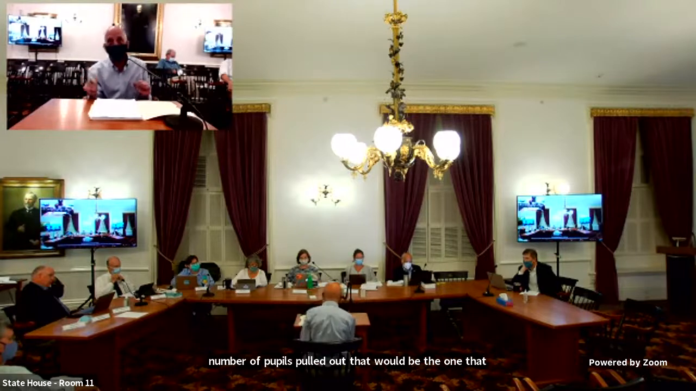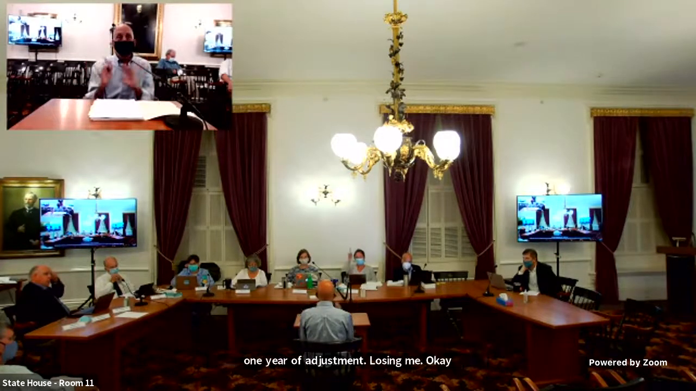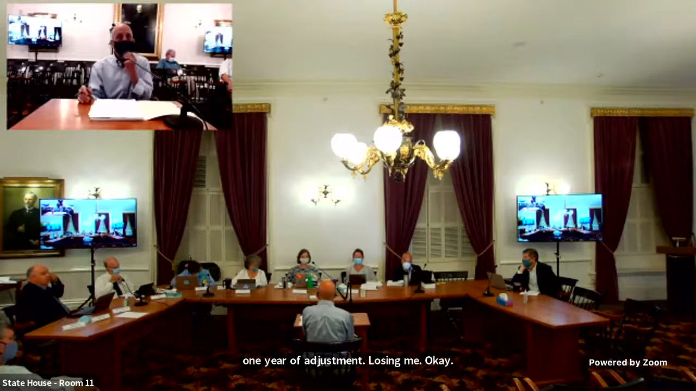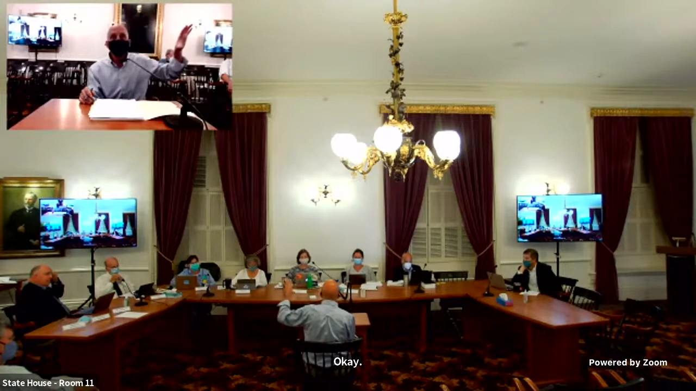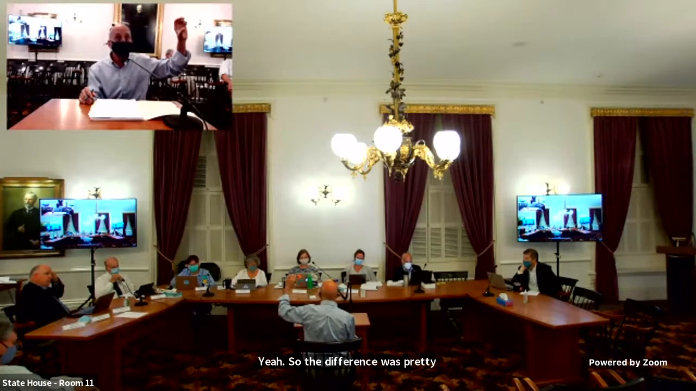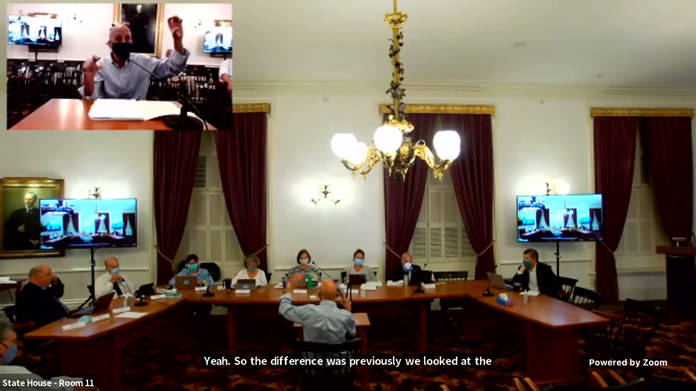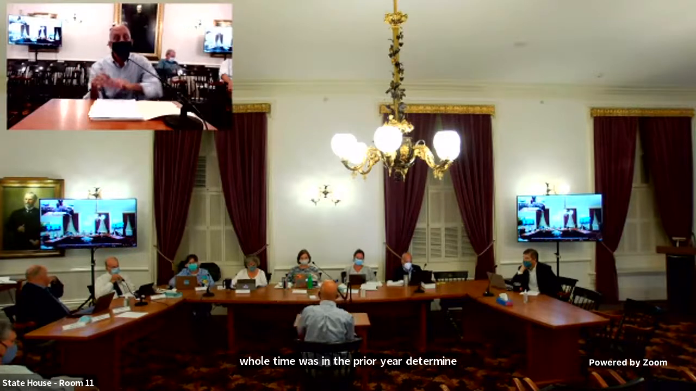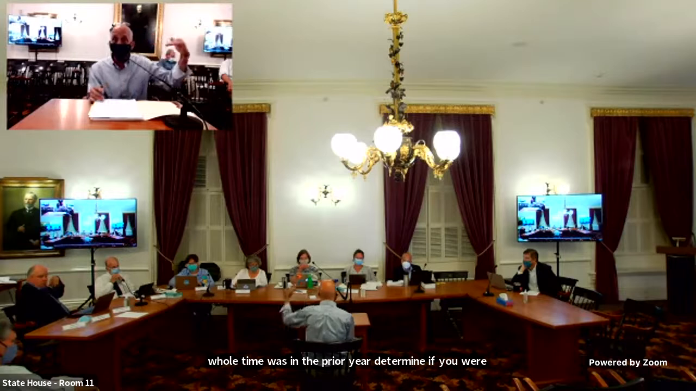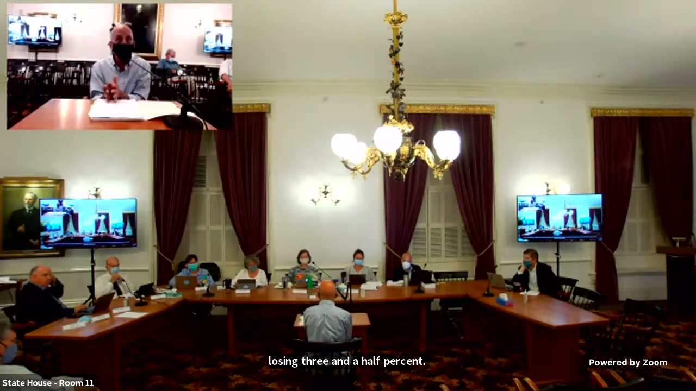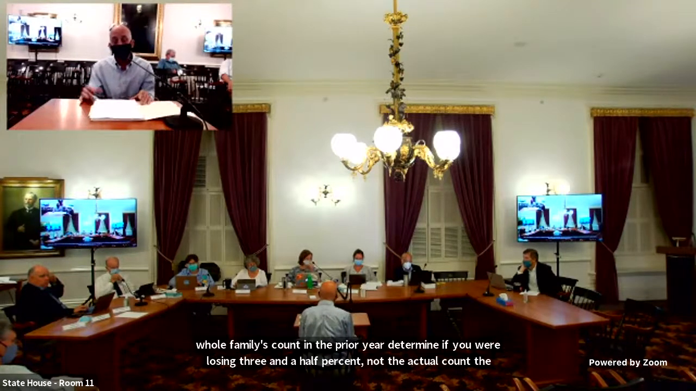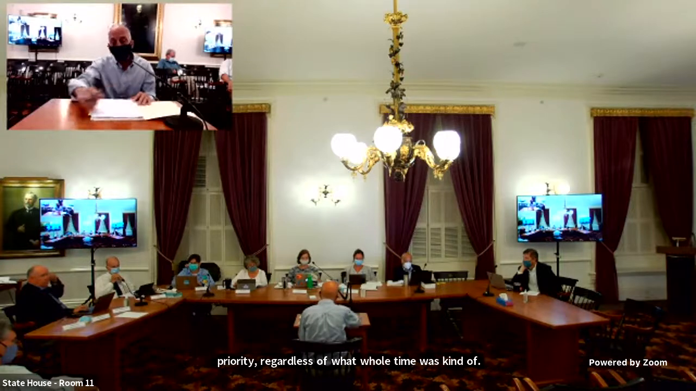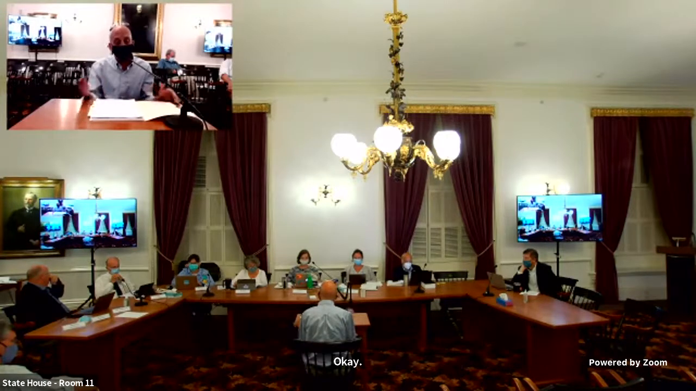Yeah. So the difference was previously we looked at the hold harmless count in the prior year to determine if you were losing 3.5%. Now it's the actual count in the prior year, regardless of what the hold harmless count was. In terms of this, we were thinking it would in effect be a transition measure, because you're looking at changing the pupil count.